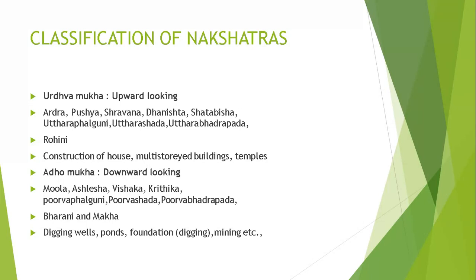So, these nakshatras are used for construction of houses, multi-storied buildings, temples, etc. And next, we have Adhomukha, meaning downward looking, something which has to do with the downward activities of our mundane activities. So what are those? Moola, Ashlesha, Vishakha, Kritika, Purva Palguni, Purvashadha, Purva Bhadrapada, Bharani and Makha.